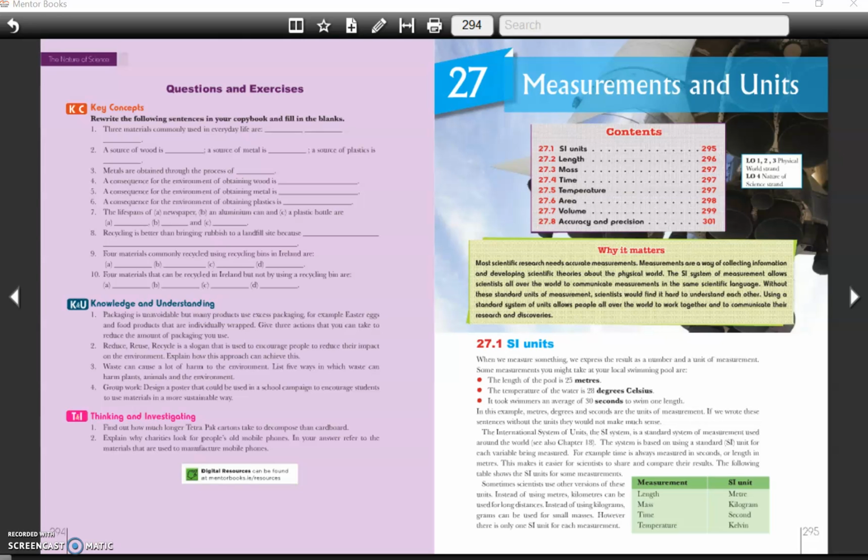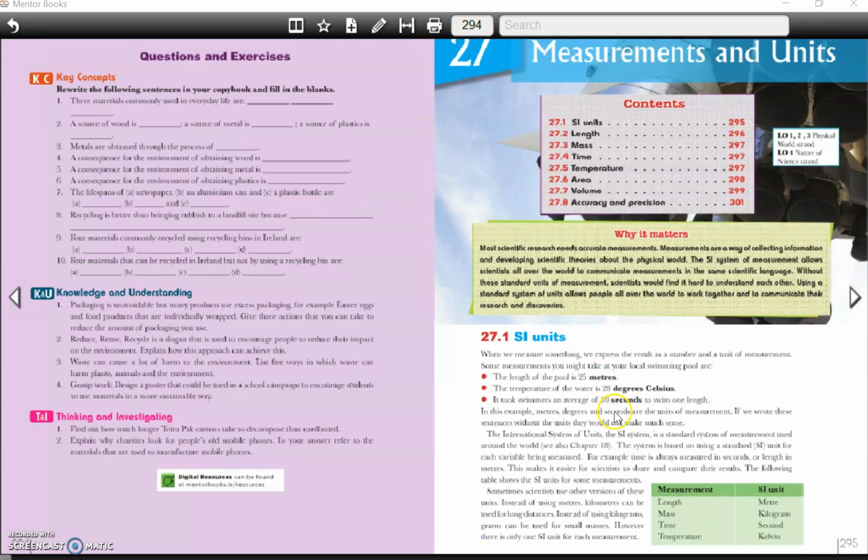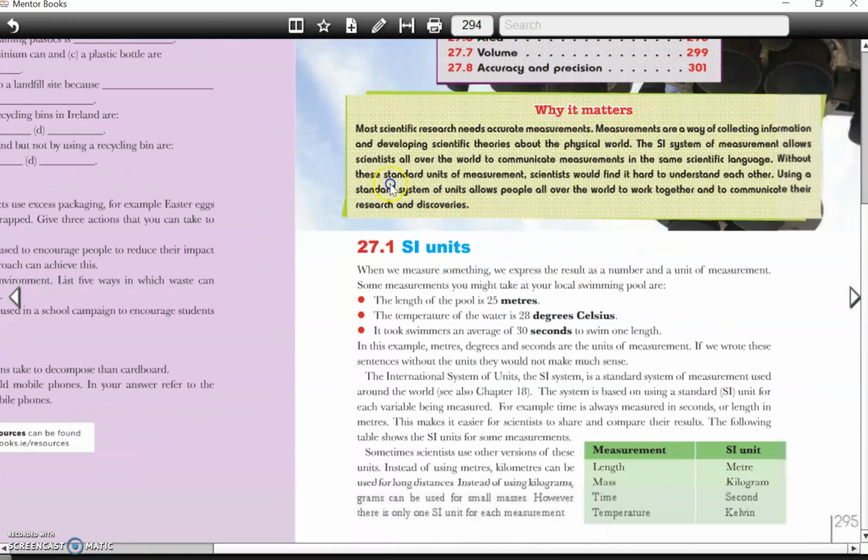Hi all. So I said in the post there, we're moving on to the physics section, and we're going to start off with some measurement and units. So this is chapter 27 in your textbooks. It begins there on page 294. So you can go through the chapter and also look at all the key points.